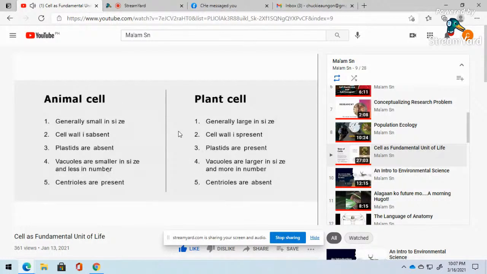So, the comparison between the animal cell and the plant cell. In terms of size, the animal cell is smaller than the plant cell. Cell wall is absent in the animal cell, but cell wall is present in the plant cell. Now, plastids are absent in animal cell, while plastids are present in the plant cell. So, vacuoles are smaller in size and less in number in animal, while plant vacuoles are larger in size because this one is for storage of food. Centrioles are present in animal, while centrioles are absent in plant cell.